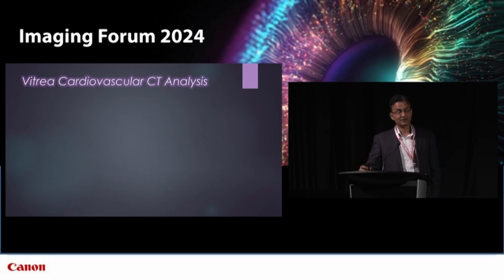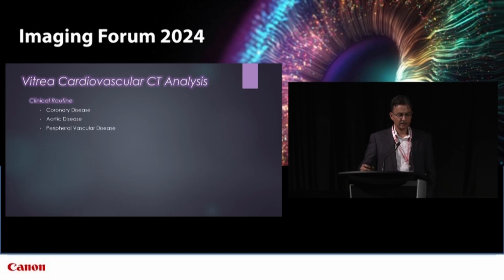So moving on to looking at Vitria for cardiovascular CT. So this offers several tools that I'll be talking about. Different vendors may or may not have similar functionality. The routine clinical cases that I'll be talking about really encompass coronary disease, aortic disease, and peripheral vascular disease. For the most part, I think that's pretty ubiquitous no matter what your practice is.